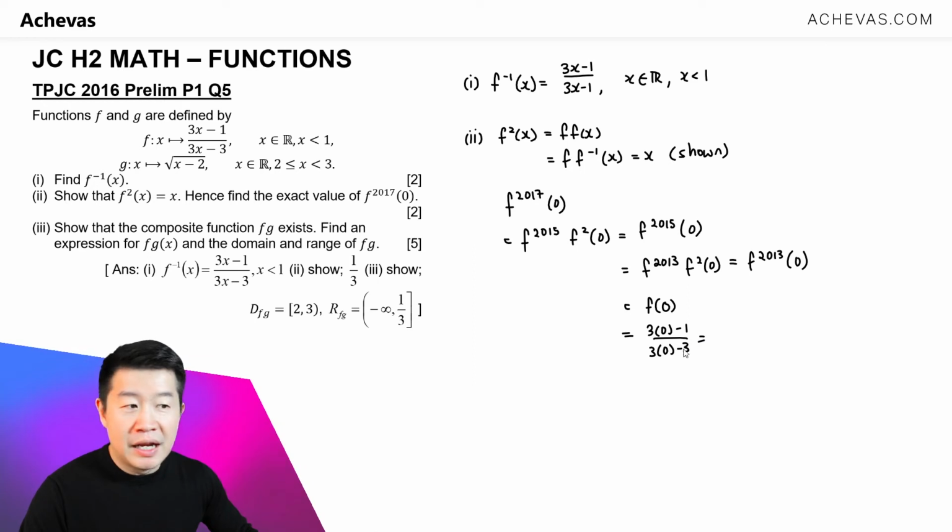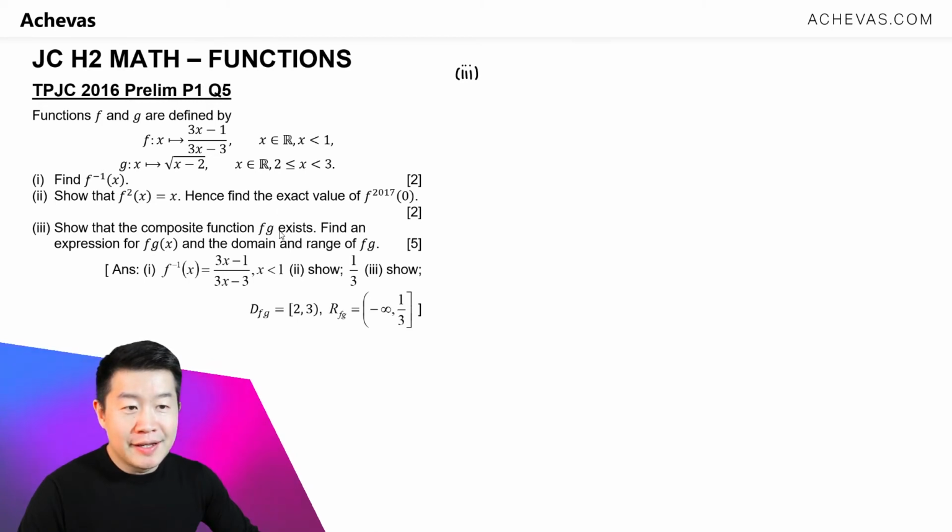So we'll have a negative 1 over negative 3. My answer is going to be equal to 1 over 3. In part 3, we are analyzing this as a composite function. And to analyze its existence, I'm going to make use of what we have discussed in the theory outline.